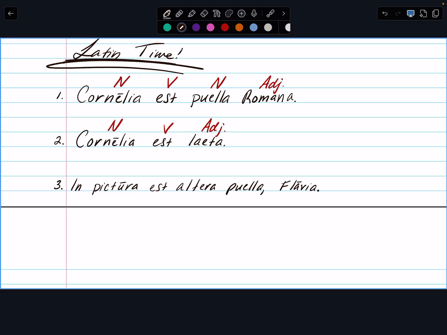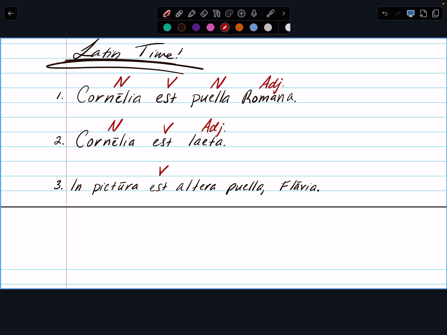All right, number 3. In pictura est altera puella Flavia. Right, Jefferson? Please pay attention. Make sure you have this written somewhere, in your notes preferably. Oh, it's good. See, you anticipated my annoying questioning. Good job. Yes, the verb is est. And everybody, est means... Good.